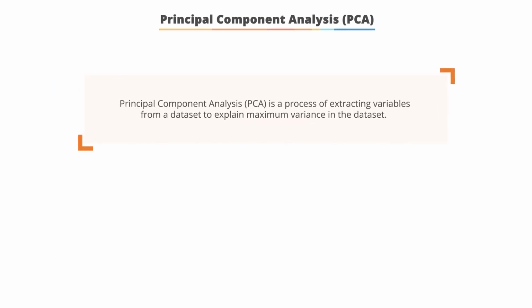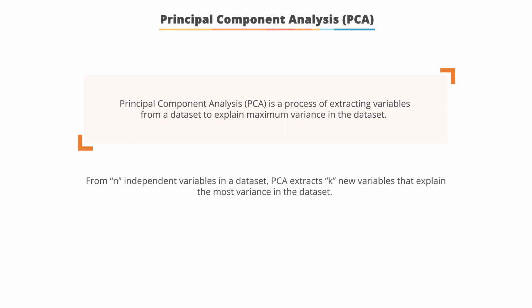So principal components analysis is this process of extracting variables from a data set to explain the maximum variance of the variables in that data set. So we end up not using the original variables, we use these components to represent those original variables. So if we had n independent variables in a data set, PCA may extract k new variables that explain the most variance in the data set.